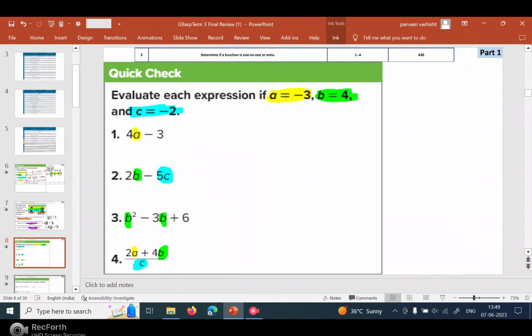A is minus 3. So I'm going to put it in now. So what you are going to do is 4 multiplied by minus 3, minus 3. Now take care of this thing. 4 is positive, 3 is negative. When we multiply a positive and a negative number, my answer will be negative. So 4 multiplied by minus 3 will become minus 12, minus 3. When we add two numbers with the same sign, we keep the same sign and actually add them. It will be minus 15.